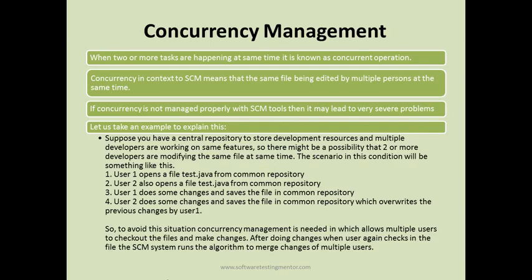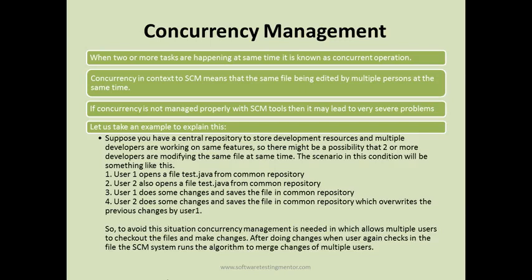Then at the same time, user 2 also checks out and opens the file test.java from the common repository. User 1 does some changes and saves the file in the common repository. He checks in the file back into the common repository. User 2 did his own changes in the test.java file, and he also checked in his changes into the common repository. So in case the concurrency management is not proper, then the later changes done by user 2 will override any changes that are done by user 1.